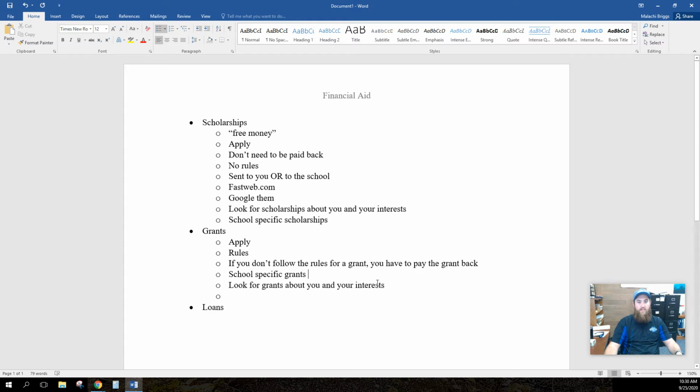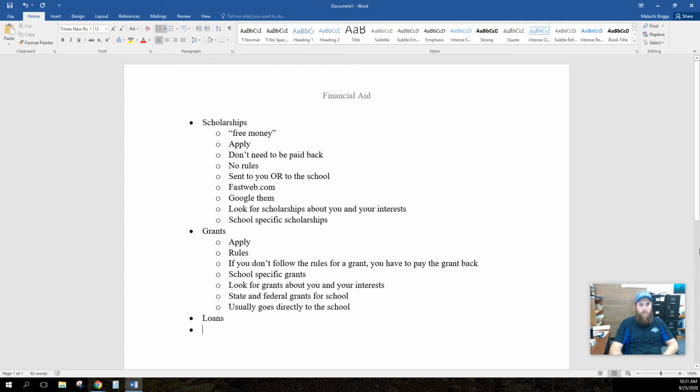Grants are really nice because it's usually a more consistent source of funding. There are federal grants for school. As long as you follow the rules, it's yours, kind of a thing. And it usually goes directly to the school.